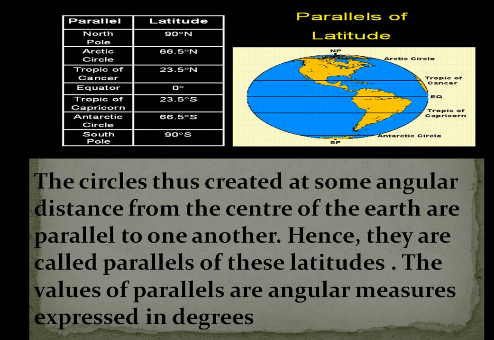It means the circles which are created at an angular distance from the center of the earth, and which are parallel to one another, are known as the parallels of latitude. That means the angular distance from the center of the earth is taken, and then the lines drawn parallel to each other are known as the parallels of latitudes. And these parallels are always angular, measured in degrees.